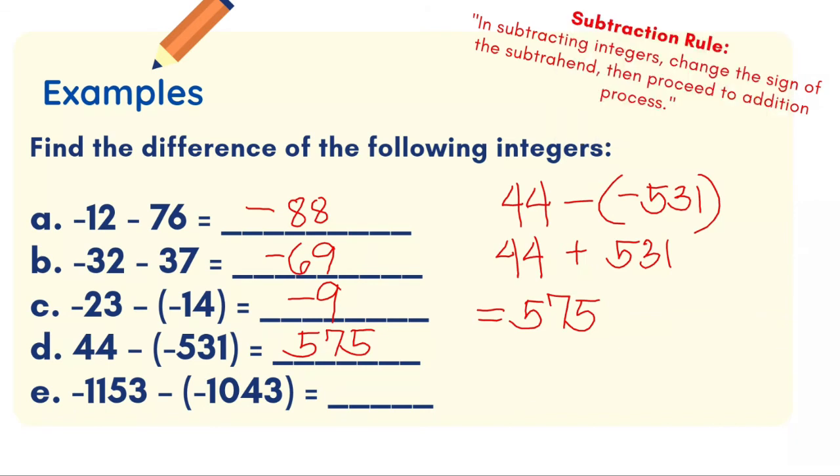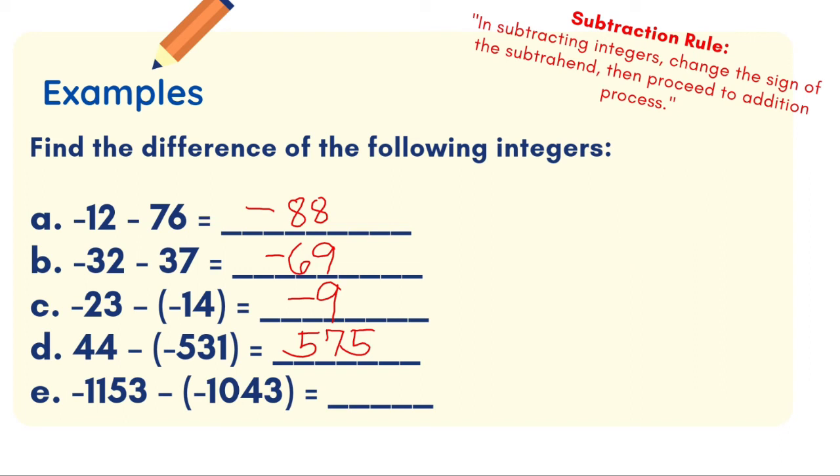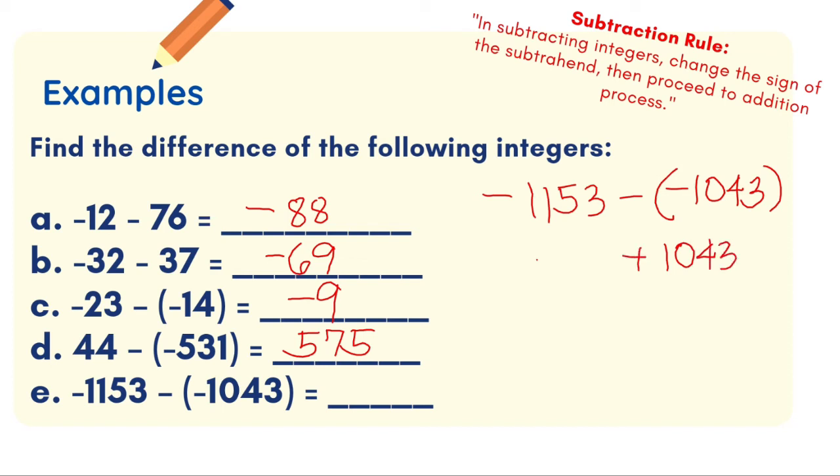At yung panghuli, negative 1,153 minus negative 1,043. Sasagutin natin sila ulit. Negative 1,153 minus negative 1,043. We have to change the sign of the subtrahend, so this becomes 1,043, and we proceed to addition process. So we have negative 1,153 plus 1,043.